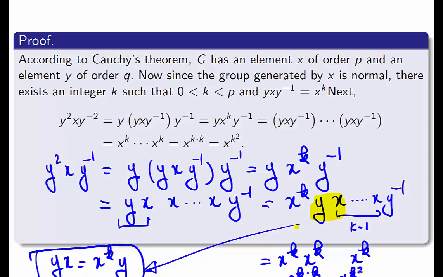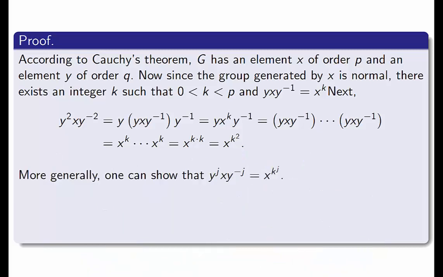Okay, all right. So then generally for any j which is an integer, you can prove by induction. Let's say, for example, that j is positive here. So you can prove by induction that y^j x y^(-j) is going to be x^(k^j).